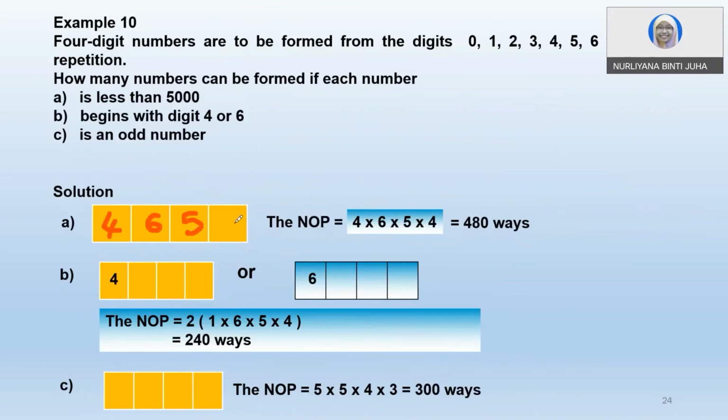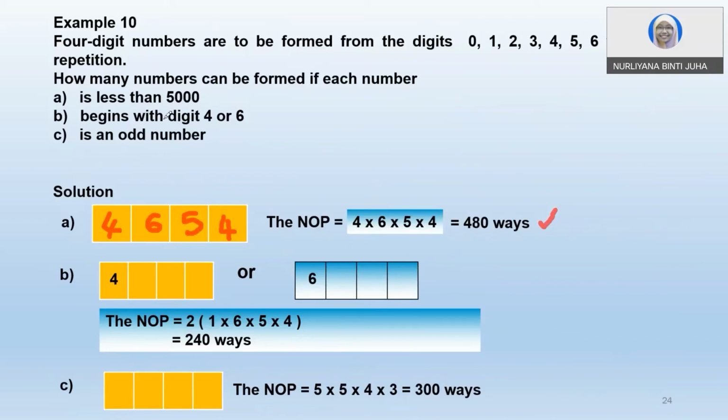And then they're getting decrease lah. Tolak lagi 1. So you get 4 over here. So dah pilih 3. So the last one cuma ada 4 nombor lagi. Okay, so you will multiply this whole thing. So you get 480 ways. Okay. Sama jugalah untuk yang ini.